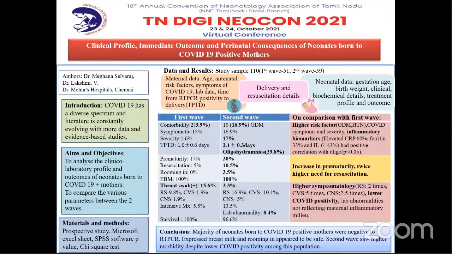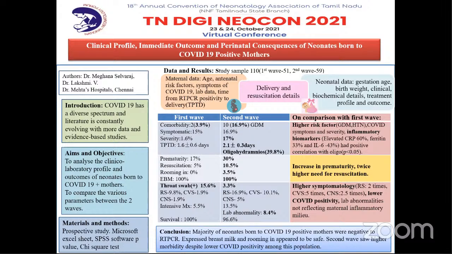Regarding symptomatology, we found that the respiratory system was involved in 9.8% of the babies in the first wave, whereas 16.9% of the babies had respiratory involvement in the second wave, and the need for mechanical ventilation was also higher in the second wave. Regarding the cardiovascular system, there were nearly 5 times more babies presenting with need for intensive management. The neurological system was also involved nearly 2.5 times more than in the first wave.